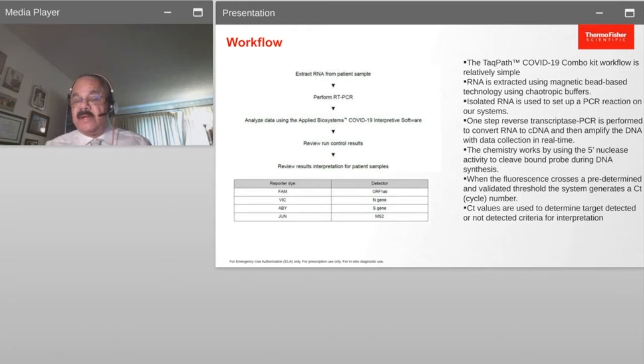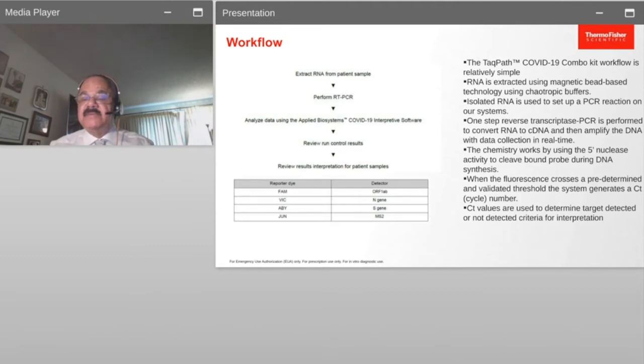You do have the ability to get CT values, which can be obtained from the instrument, and usually the CT is an indication of the cycle number when the fluorescence crosses the threshold. In a general sense, the CT values are somewhat proportional to the amount of virus.